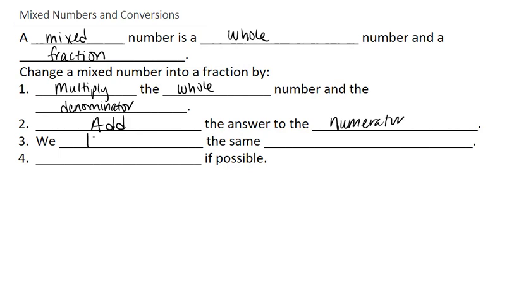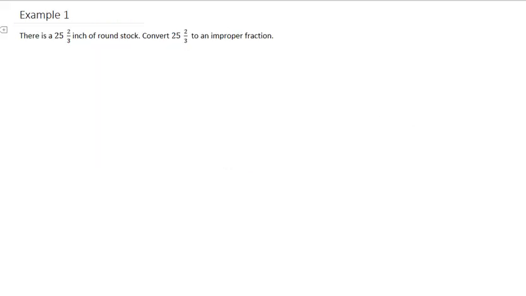We will keep the same denominator, and we're always going to reduce if possible. So let's look at an example. Example 1. There is a 25 and 2/3 inch round stock. If we were to convert this into an improper fraction, how would we do that?